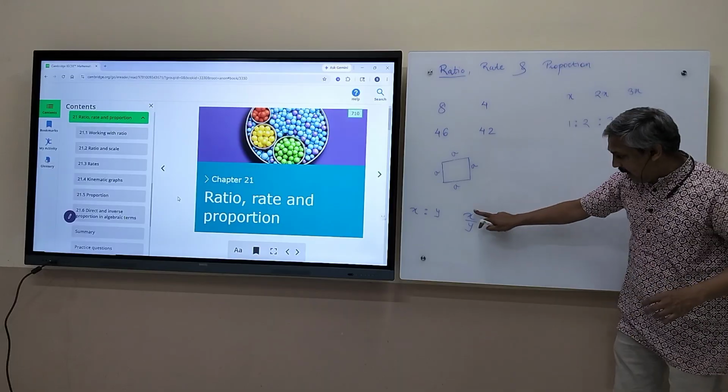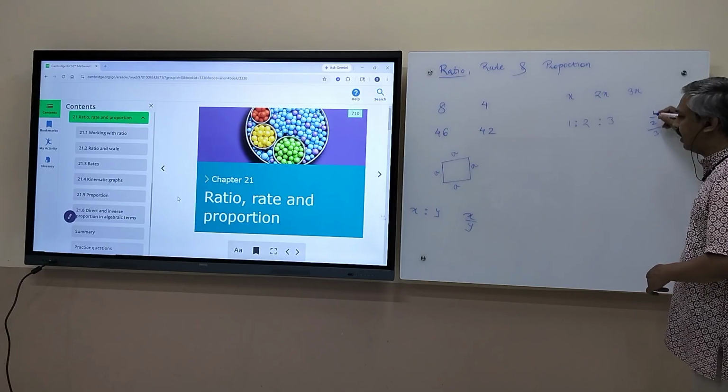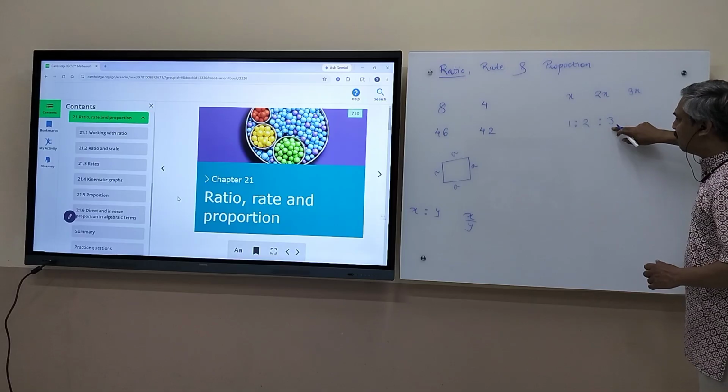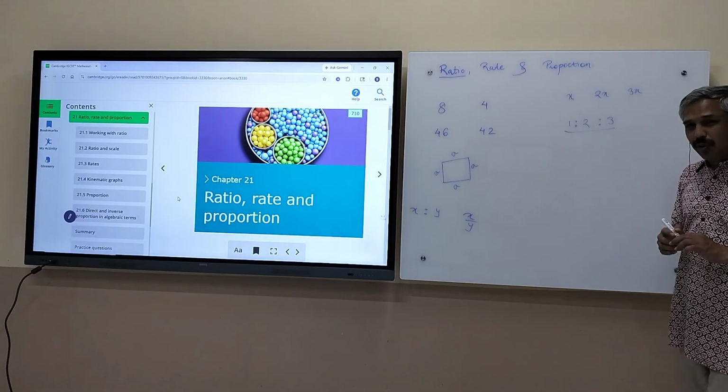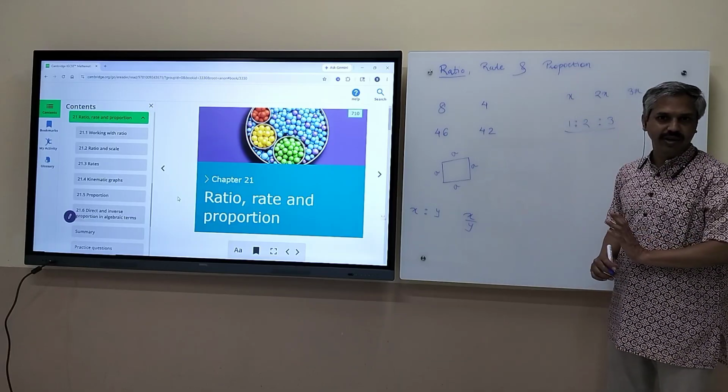Now if we were to write it like this, then we do not know how to write 1 upon 2 upon 3, how do we interpret this? Hence this is not preferred. That is why this method is preferred. But if you are talking about the ratio of only two quantities, this is also fine, this will also work.